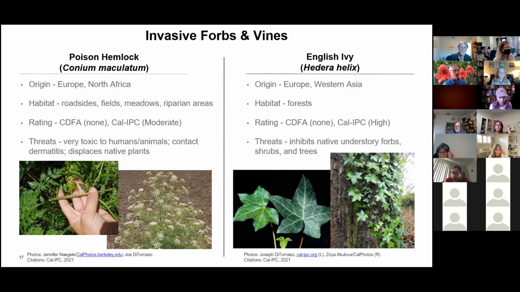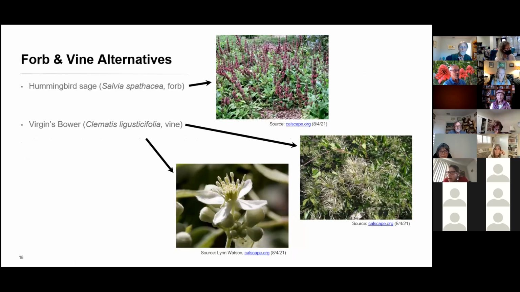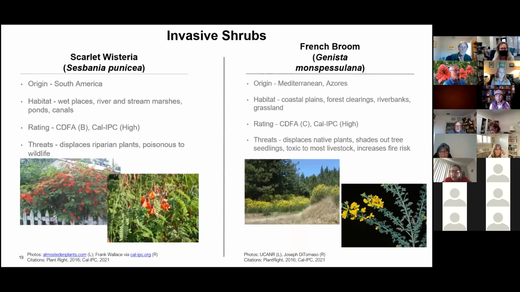English ivy is another common in forested areas. And some alternatives, some beautiful alternatives, in my opinion, are Virginia's bower and hummingbird sage. Invasive shrub layer, scarlet wisteria in the riparian areas. It's beautiful but toxic and displaces riparian plants. French broom in the forested areas really promotes fire and can take over habitat, and it's toxic as well.